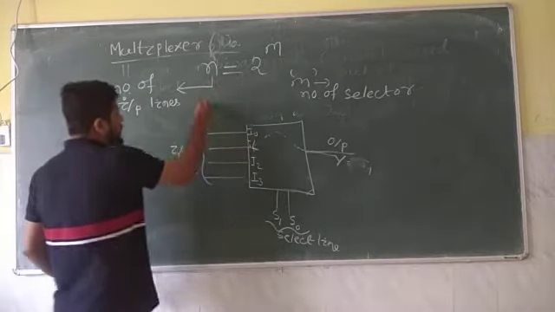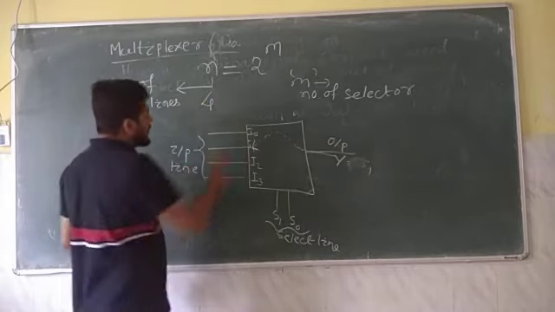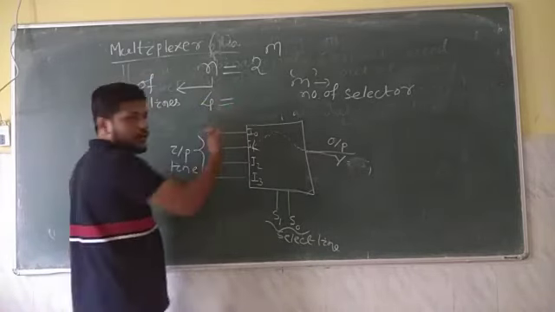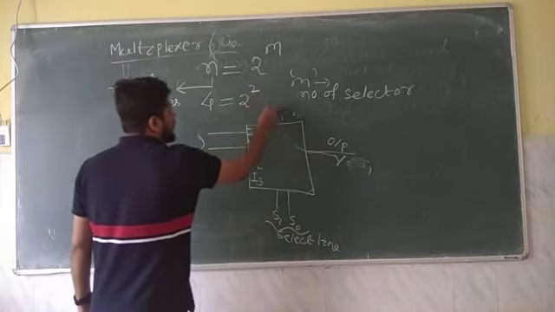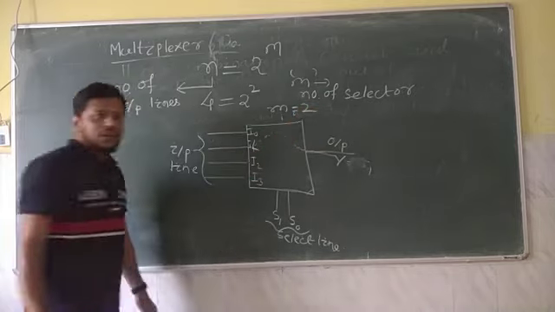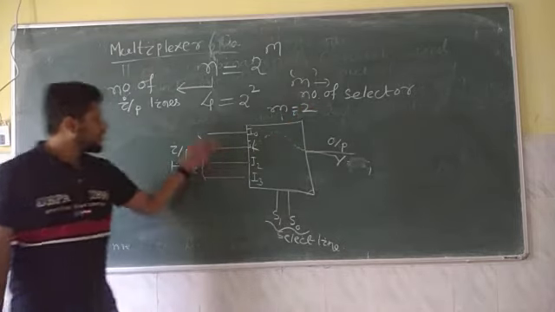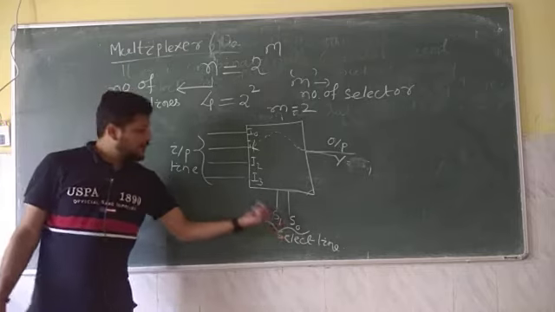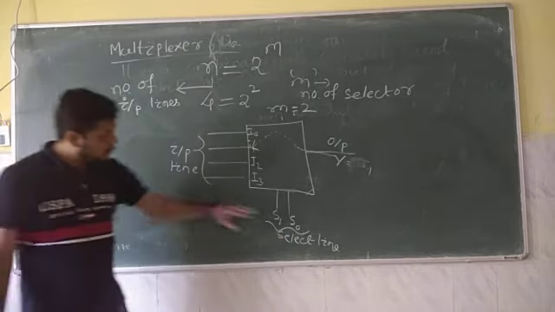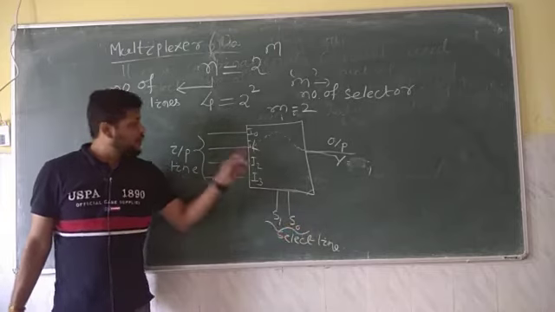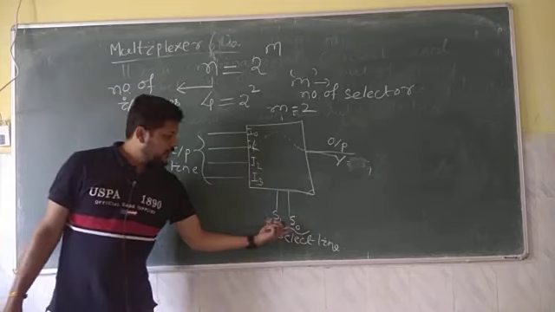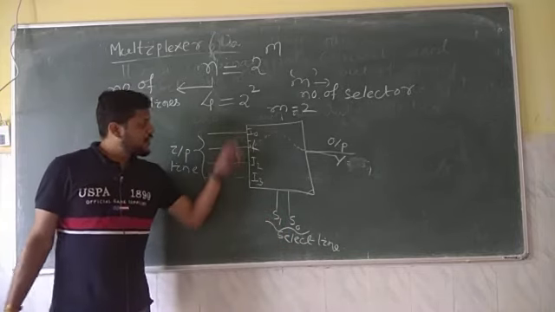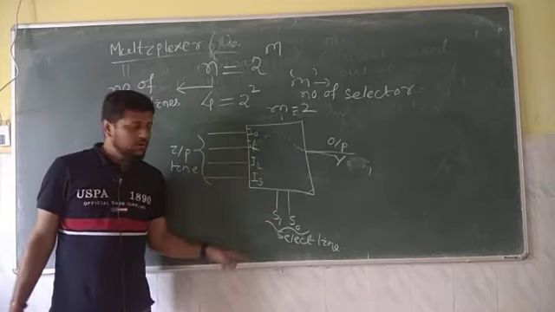For example, if I have 4 input lines, how can we write 4 in terms of a power of 2? That is 2 squared. So m is equal to 2, and 2 is the number of selection lines. So we have 4 input lines, and for that purpose we have 2 selection lines. What is the purpose of the selection lines? The selection lines decide which input is going to be connected with the output line. This is very important. The purpose of selection lines is to decide which input out of the 4 inputs is now going to connect with the output.